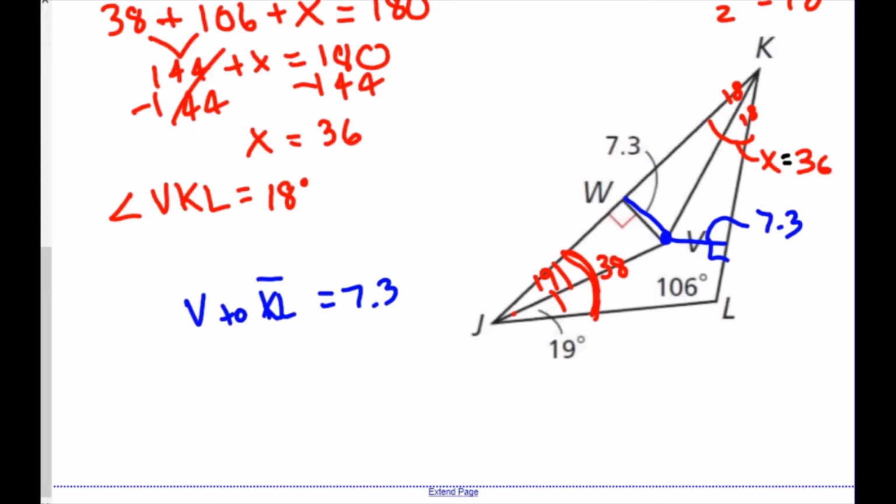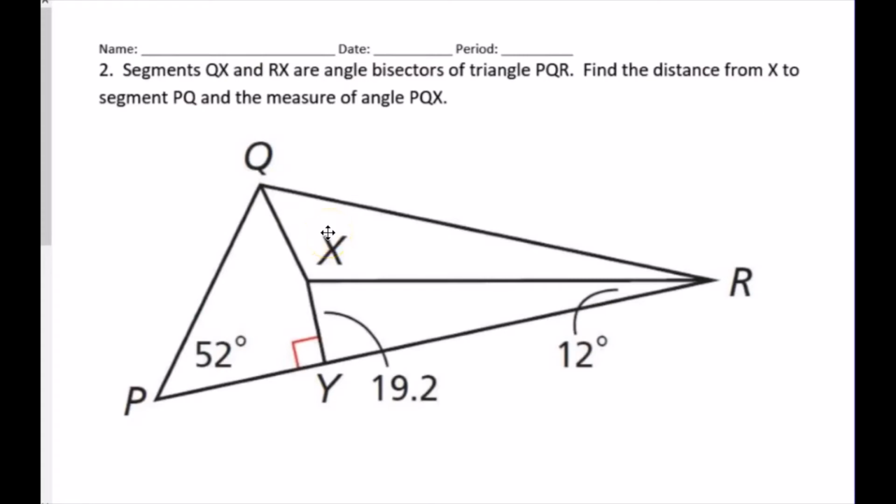Okay, we're going to do another example like that. If you can flip it over, same thing, different numbers. Here we go. All right, segments QX and RX are angle bisectors. So again, angle bisectors means it's an incenter. So I'm going to skip down. We are looking for PQX, which is right about here. So I'm going to have to do something with what I know.